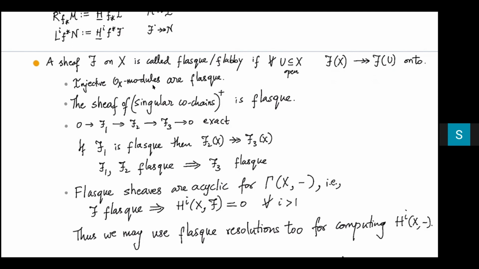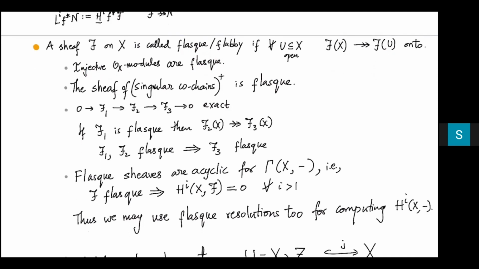In algebraic geometry, if you just start with an arbitrary module, it's very unlikely to be flask. But the useful thing is that injective modules are flask. This is not very difficult to show from the basic properties of injective modules, and it says that this is a somewhat large class, because we can easily construct a lot of injective modules.